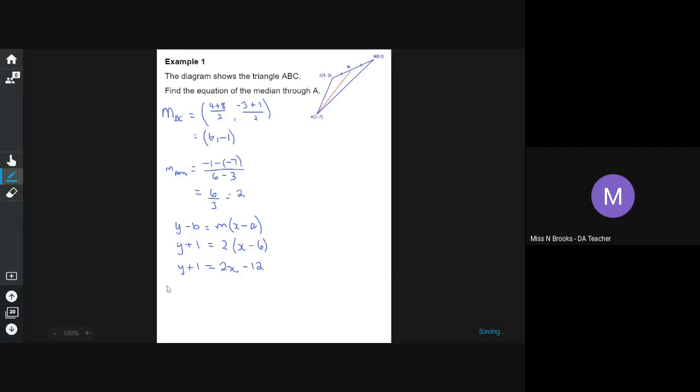And now we need to gather our like terms. So let's bring everything over to the left-hand side. We've got y, and then we're taking away 2x. Then we need to add 12 to both sides. We have plus 13, and that's going to equal 0. So the equation of the median through A is y minus 2x plus 13 equals 0.